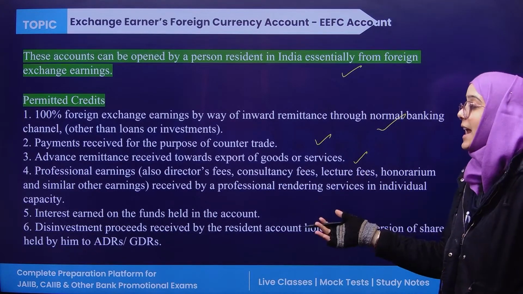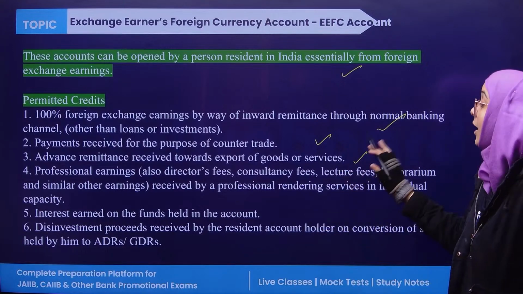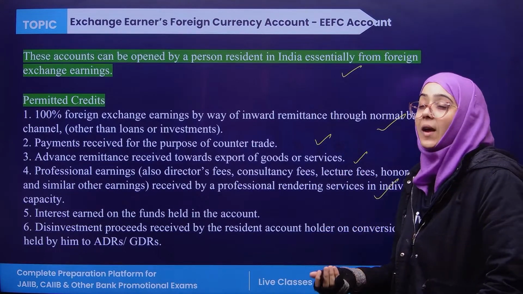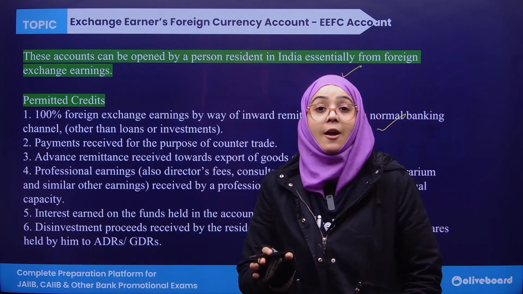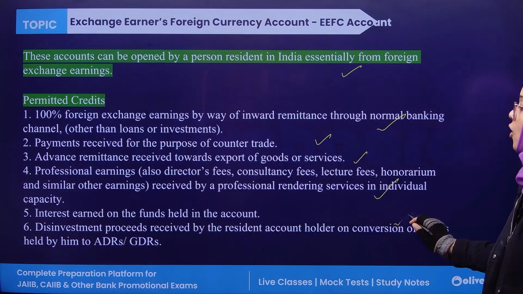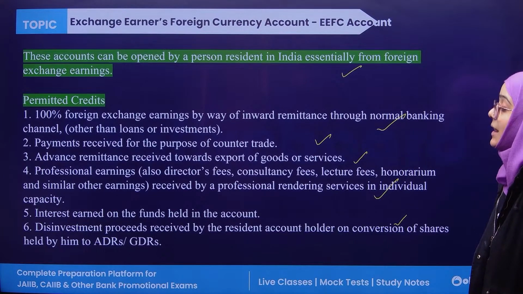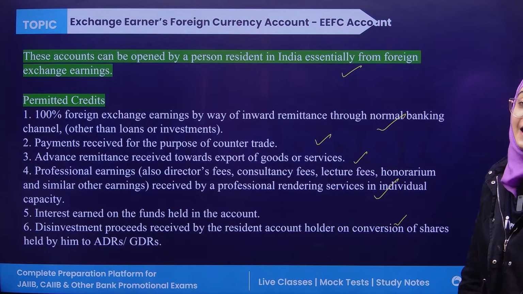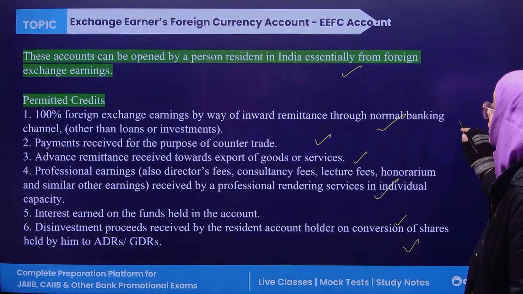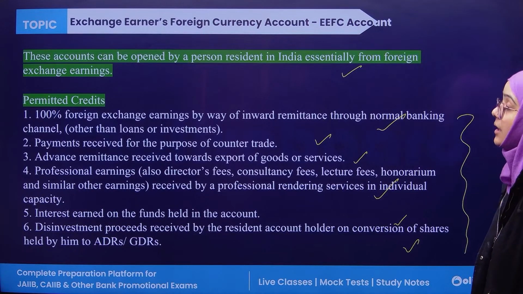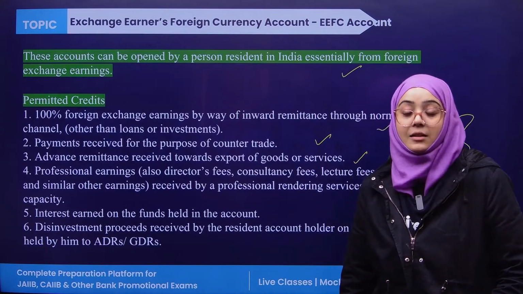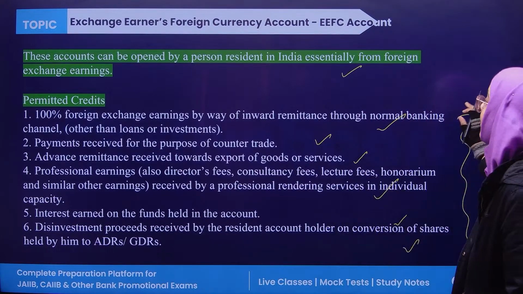If you have earned any professional fees like director fees, consultancy fees, or honorarium, which is a small token amount paid when you are giving any free services, right? Interest earned on the fund held in this account, disinvestment proceeds like ADR, American Depository Receipt, or Global Depository Receipt. So these are some of the permitted credits under this exchange earner foreign currency account.